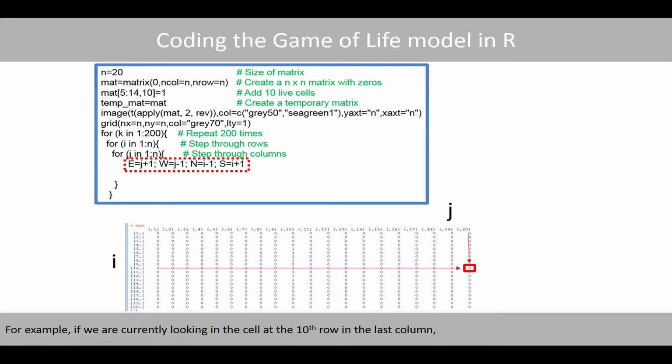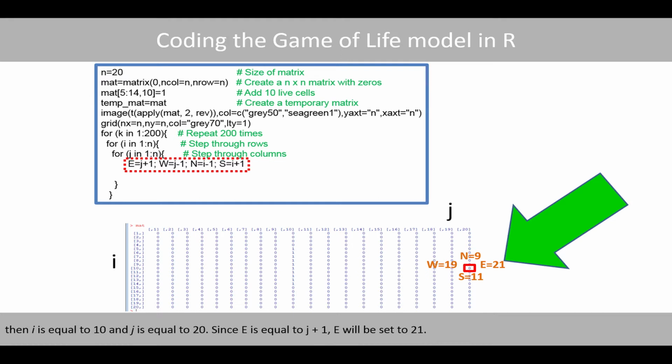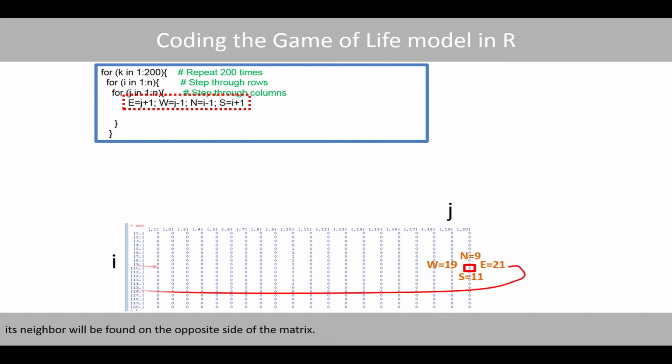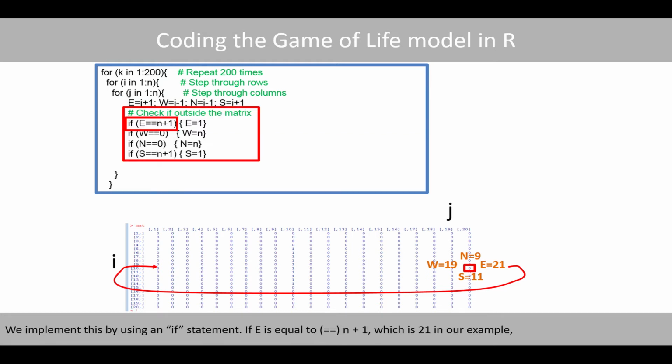For example, if we are currently looking in the cell at the 10th row in the last column, then i is equal to 10 and j is equal to 20. Since e is equal to j plus 1, e will be set to 21. Since the neighbor to the east is outside the matrix, its neighbor will be found on the opposite side of the matrix. We implement this by using an if statement.